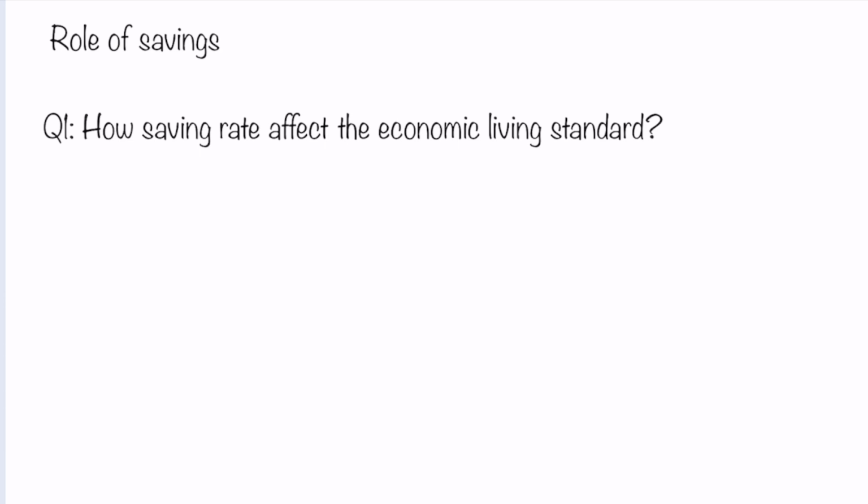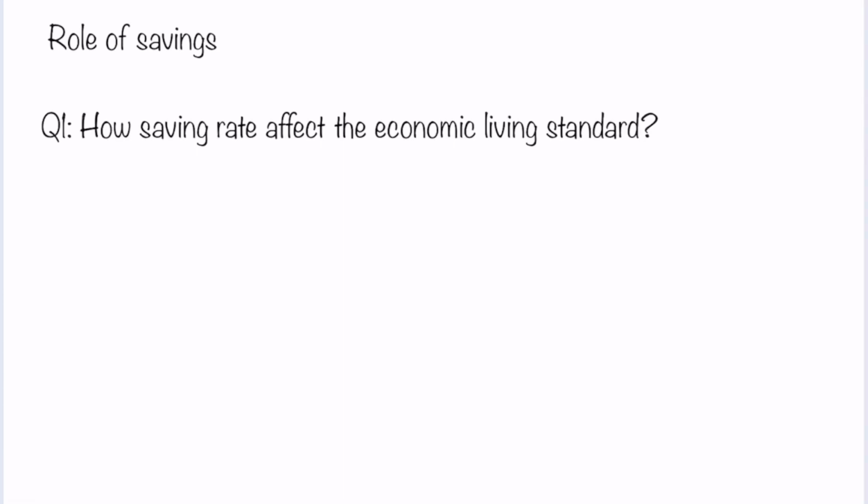Now we want to talk about the role of savings. When talking about the role of savings, we would like to ask the question: how does the saving rate affect the economic living standard? The living standard we are talking about here is the long-term living standard. Therefore, the Solow model will be able to give us an answer for this question. It turns out that when the saving rate is higher, we are going to have a higher capital stock in the steady state, such that we are going to have a higher output in the steady state, and thus the living standard is higher.